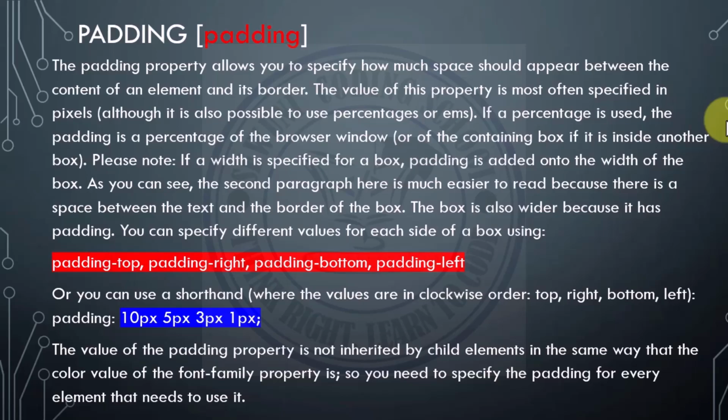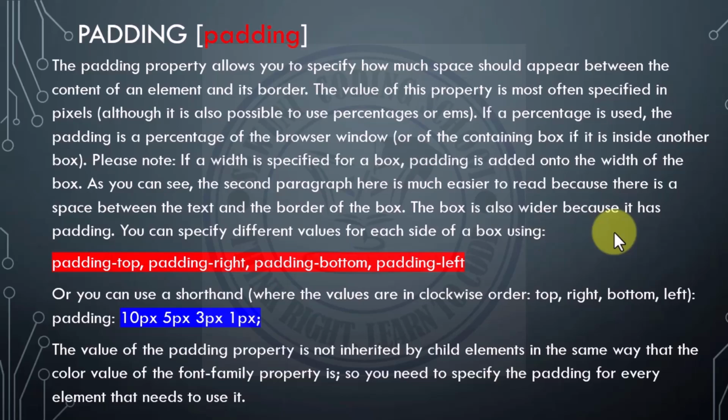So different values can also be ascribed to each side of the box. That's padding top, padding right, padding bottom, and padding left, just like we were doing in the other styles. So when you see padding as 10 pixels, 5, 3, and 1, this simply means this is the top, this is the right, this is the bottom, and this is the left. That is how to apply the padding.